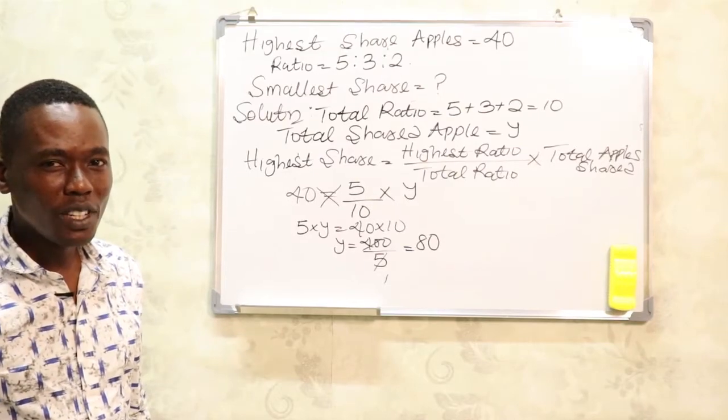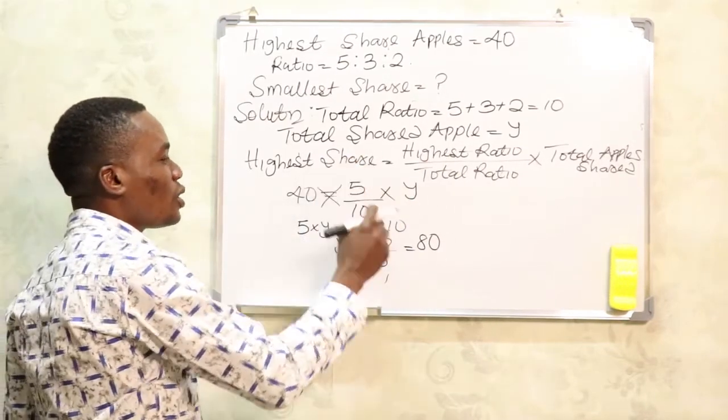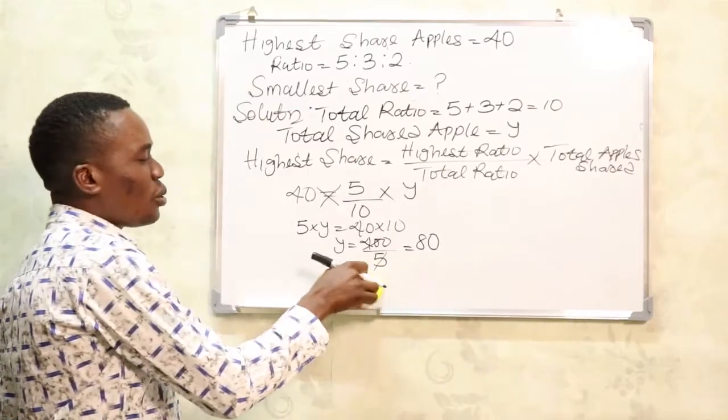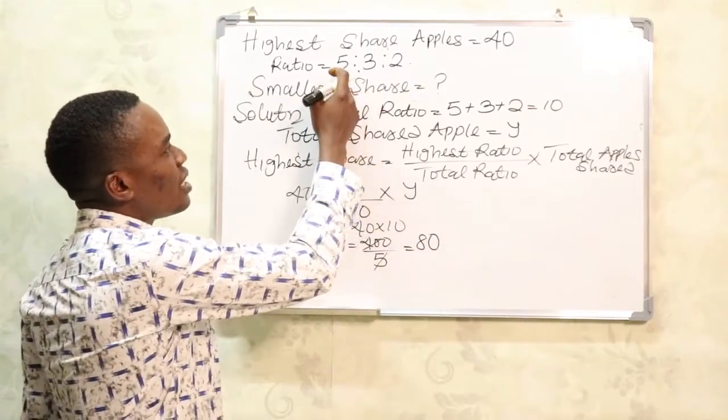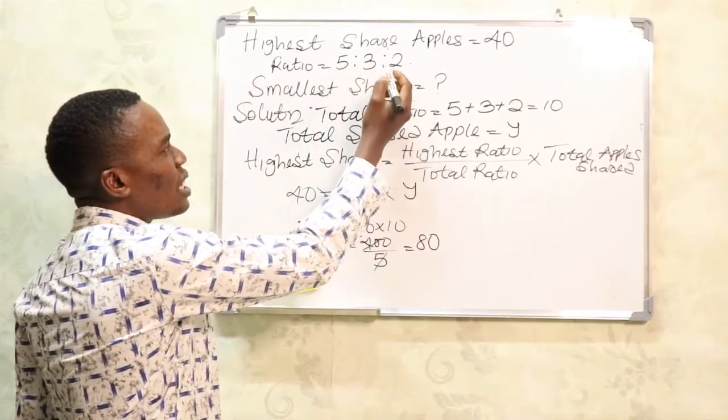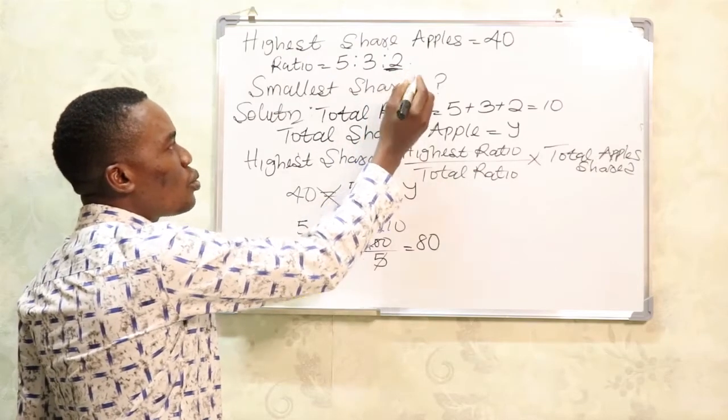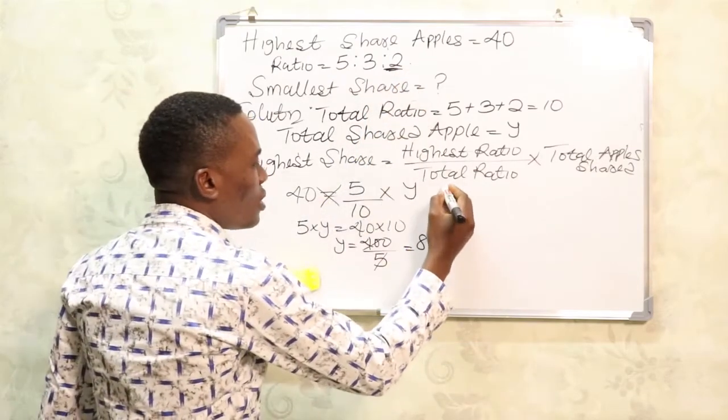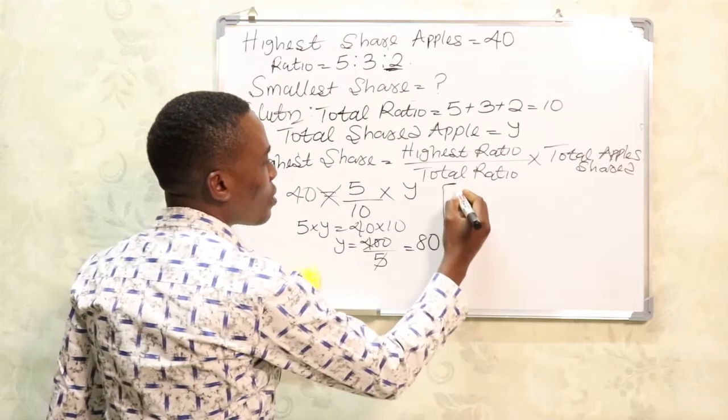How do we get the smallest share? We'll go back to this equation. Now, if you check the ratio, you come to see with your eyes that the smallest share will be 2. So if we take it this way, let's look at the smallest share.